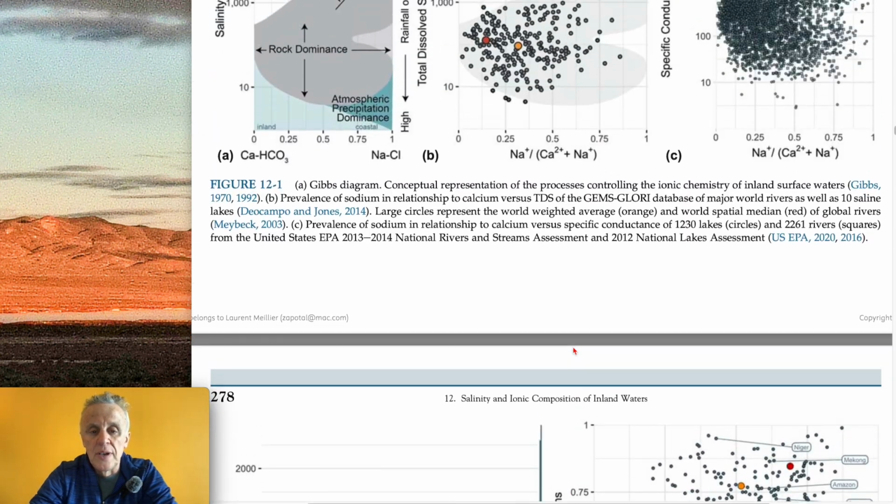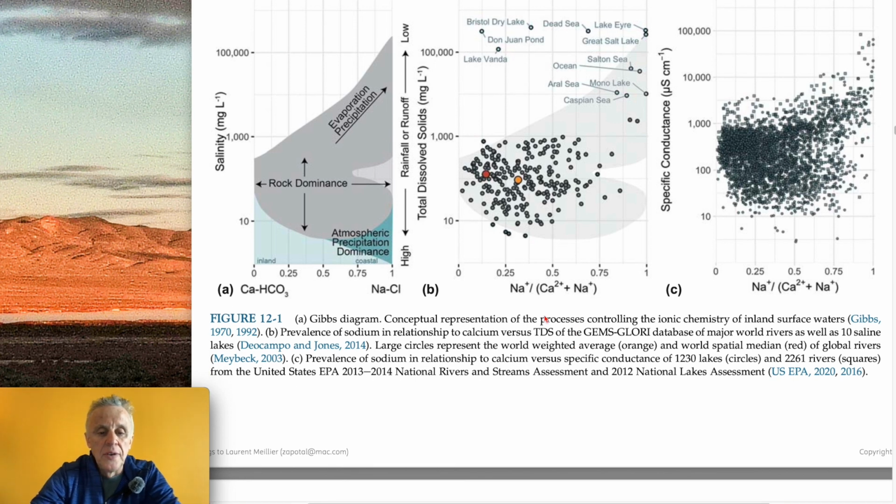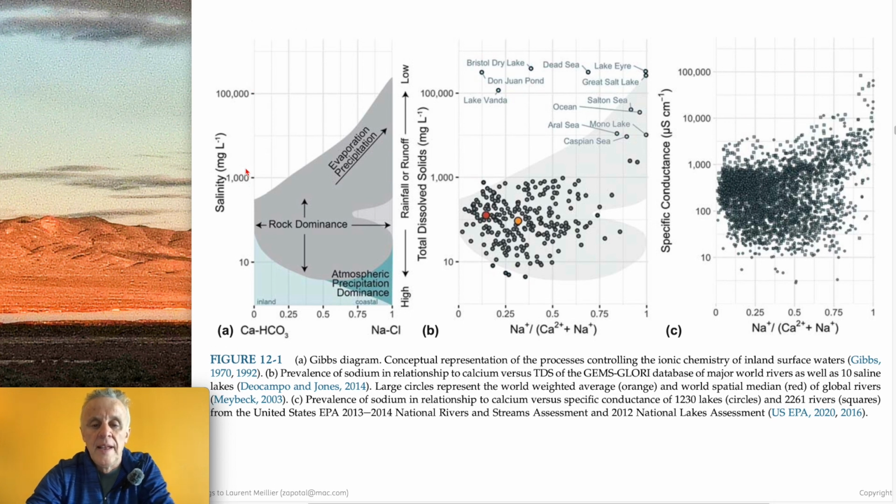So before moving on, let's look at these figures here. A is the Gibbs diagram, also known as the boomerang diagram. It's a conceptual representation of the processes controlling the ionic chemistry of inland surface waters. On the x-axis, we have calcium bicarbonate dominated on one end and sodium chloride dominated on the other. On the y-axis we have salinity in milligrams per liter. And then here we have rainfall runoff, high and then low. So that's where we are in terms of the interpretation of this graph.